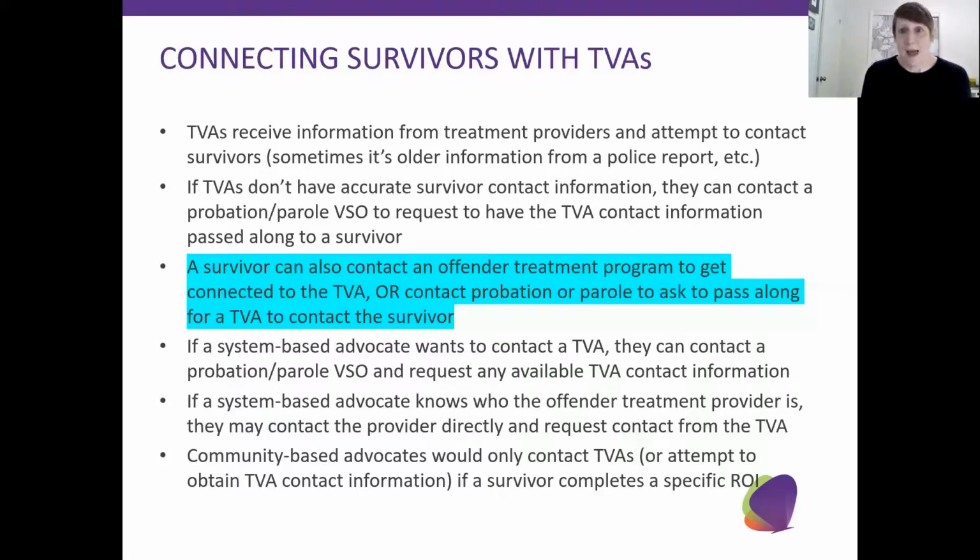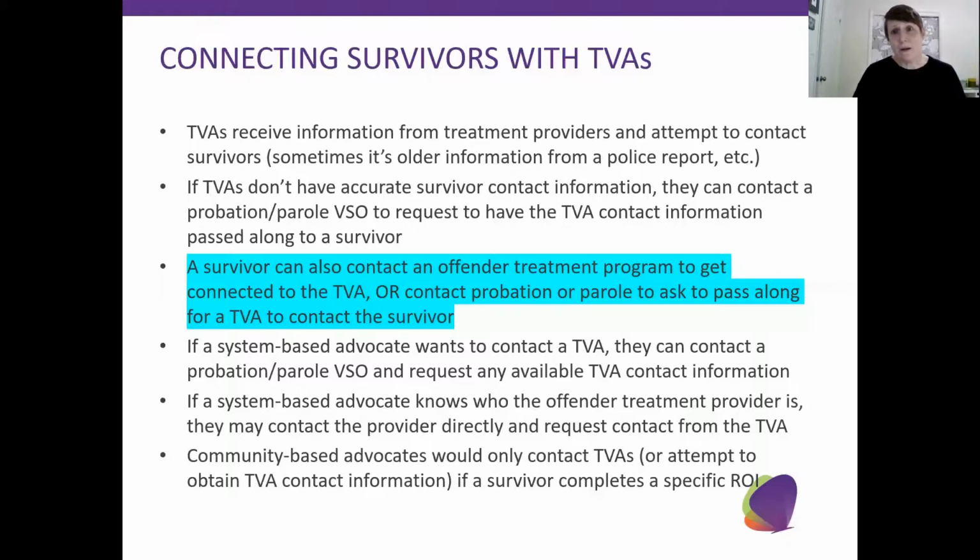But if a system-based advocate wants to go that route, they can try to contact the VSO and say, hey, do you have any TVA information? I want to try to contact this person. Same thing, if a system-based advocate happens to know who the treatment provider is, then they can try calling the treatment provider office and say, hey, can I have TVA information? So, like I said, it can feel complicated, it can feel indirect, and there are these different layers of making sure that survivors get choices about who's accessing their information. In some ways it can be challenging, and hopefully there's a way to problem solve it.